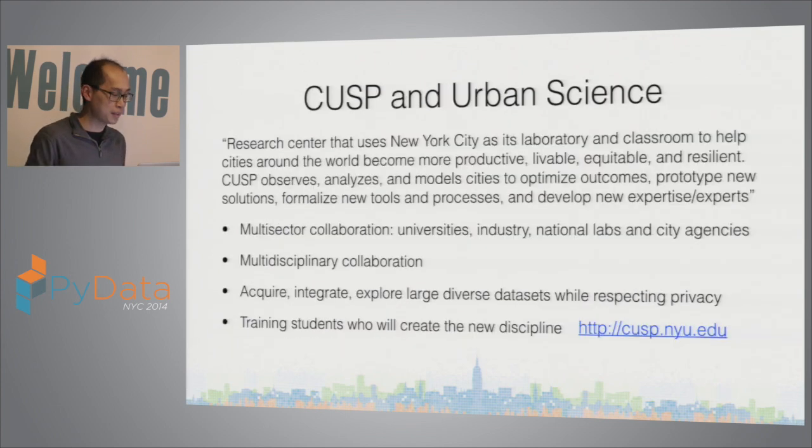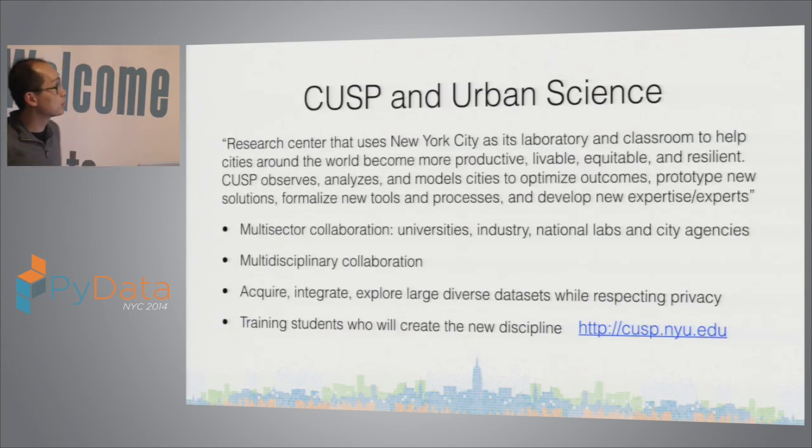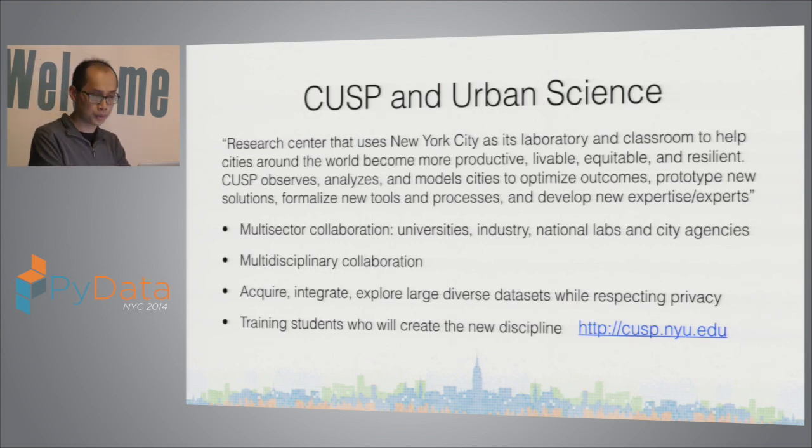Since we talk about urban science, let's give a little introduction to CUSP. CUSP is a new research center, only 2 years old, and we're focusing on collecting urban data and making use of that data to really instrument the cities and develop new techniques to improve the life of the citizens. It is a multi-sector collaboration. We're not doing this alone, right? We have a lot of connections to city agencies like DOT, NYPD, fire departments, where we collect the data, using their data for our analysis.